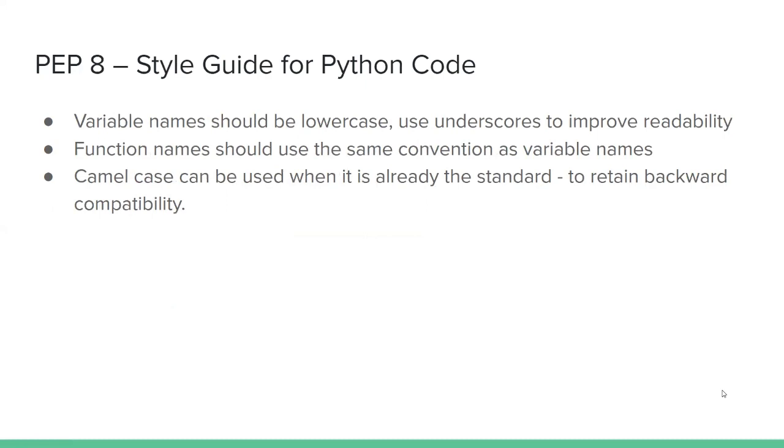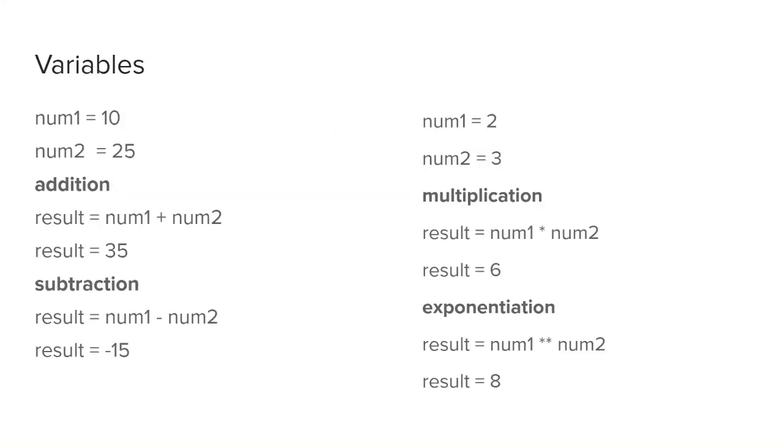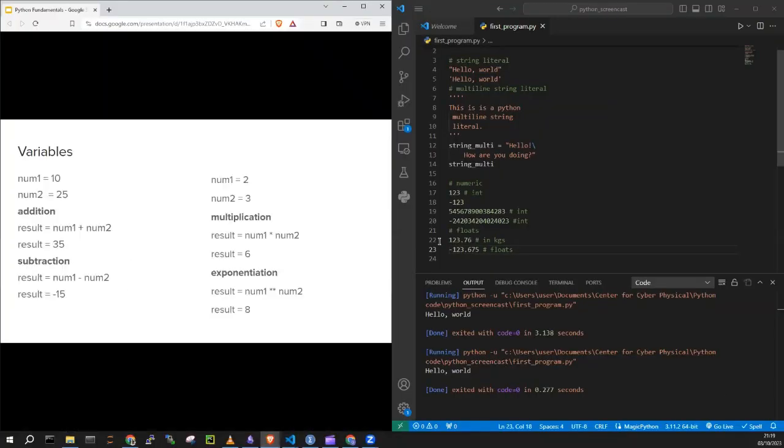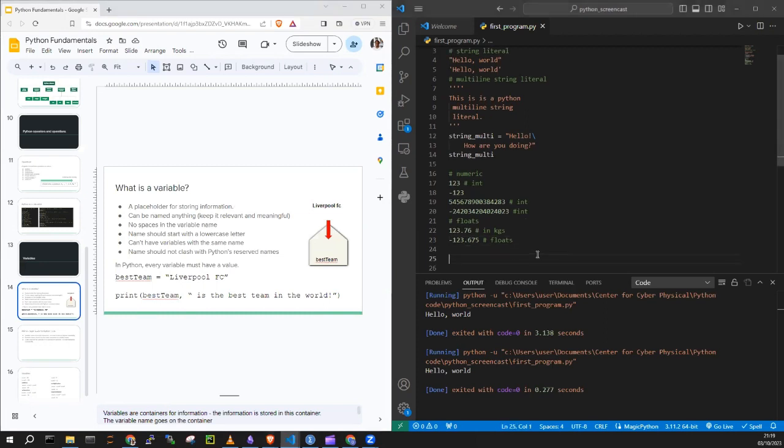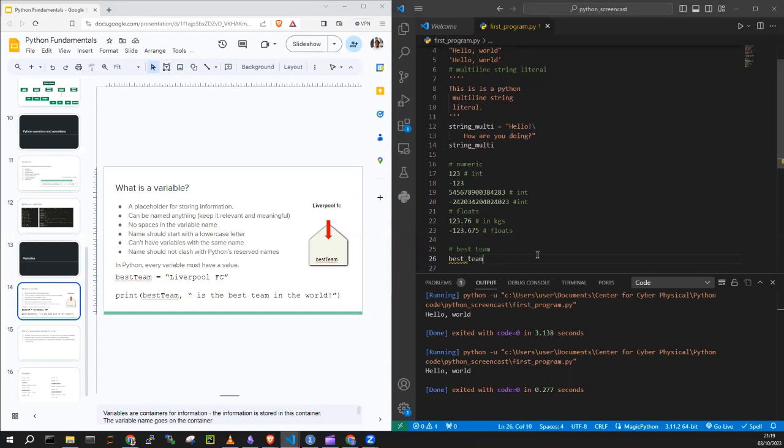PEP 8 is the style guide for Python code. It's essentially a standard for how to write your code in Python. I know this is an introductory lesson, but it would be good for you to know about this, so that when you start learning how to write Python programs, you follow this convention. Okay, that's the end of the slides. So let's now get back to that example. Over here, I'm going to say best team. It's just a comment. I'm going to rename that from how I did it and use PEP 8. Best team.